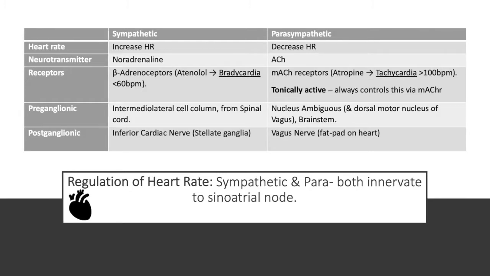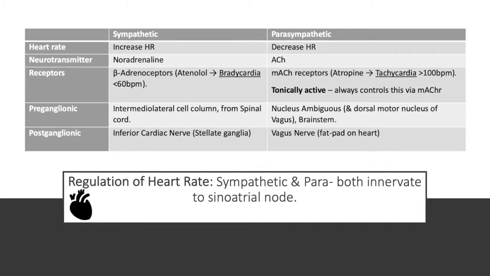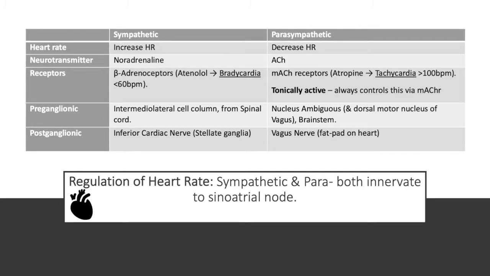The parasympathetic preganglia consists of the nucleus ambiguus and the dorsal motor nucleus of the vagus nerve. There is also the brainstem. The postganglia of the parasympathetic, however, consists of the vagus nerve, which is a fat pad on the heart, and this is the parasympathetic's efferent, controlling how fast the heart beats.